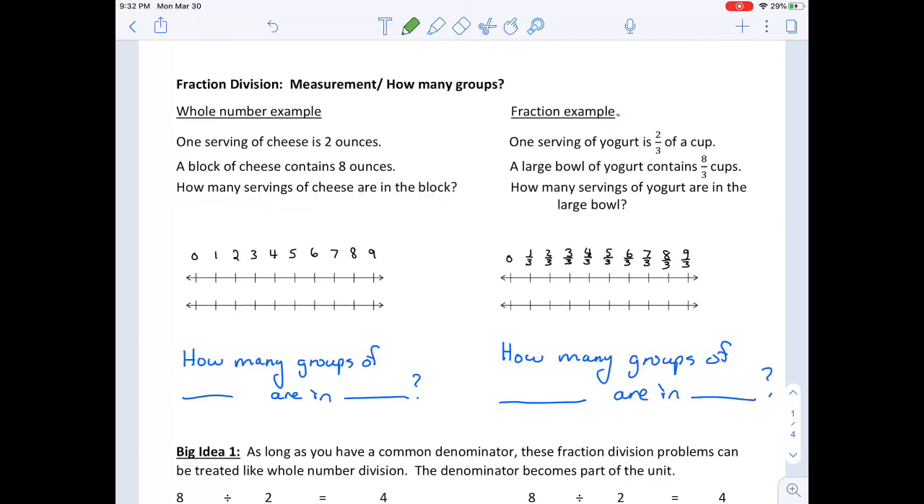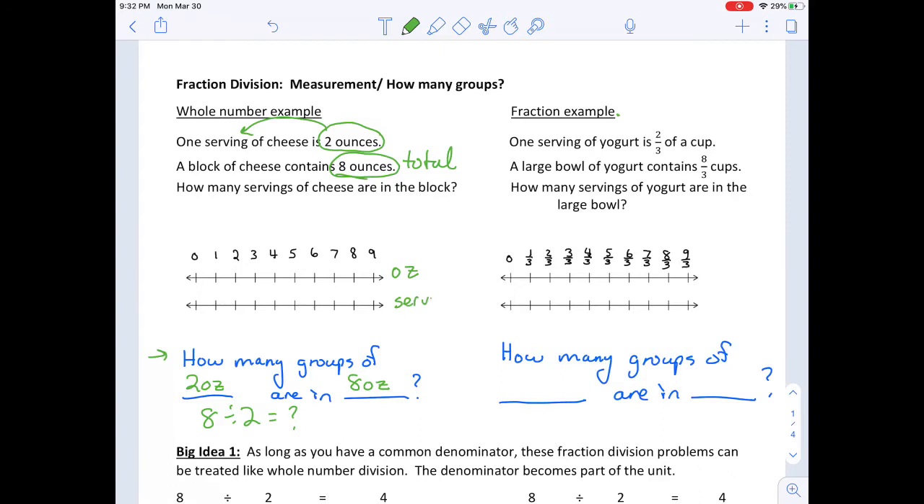In this problem, we have a total of 8 ounces, and we want to figure out how many batches of 2 ounces are in the 8, or how many groups of 2 ounces are in 8 ounces. This is the division problem, 8 divided by 2. 2 ounces represents 1 serving, so we can solve this on a double number line. Our total ounces up here, and we're going to count up the servings.